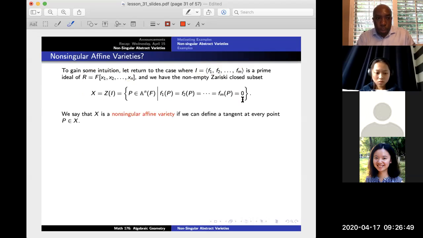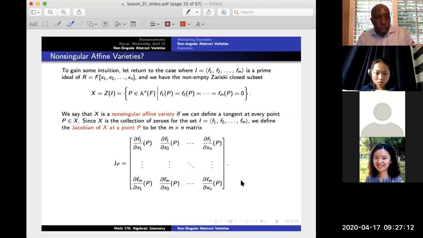So intuitively, this is what we want to be able to say. X is a non-singular affine variety if we can define a tangent. That should just be what we're trying to do. Non-singular should mean that we have a tangent everywhere. So now we have to ask the question, what do we mean by tangents?